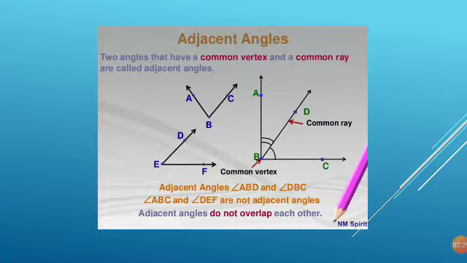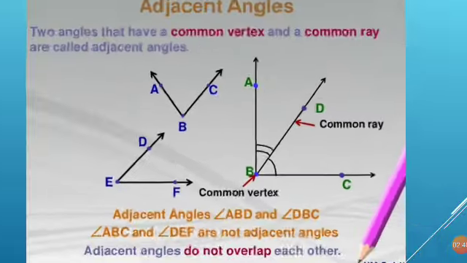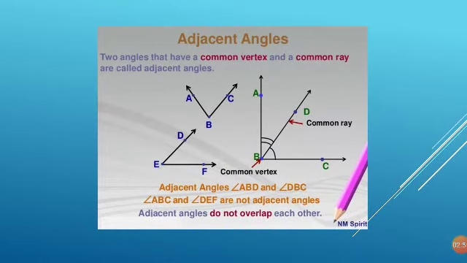The common ray is this line, the one the red arrow is near. It splits into two angles, A, B, D and D, B, C. B is the common vertex. The red arrow near the line is called the common ray.